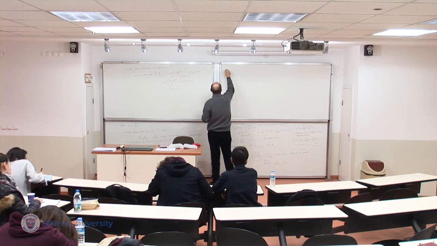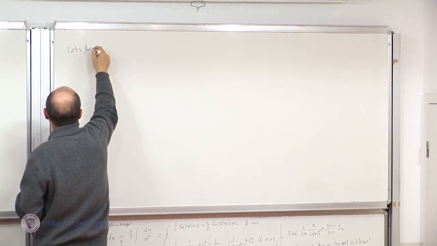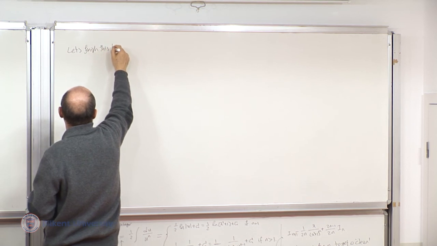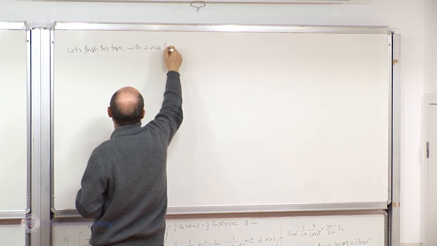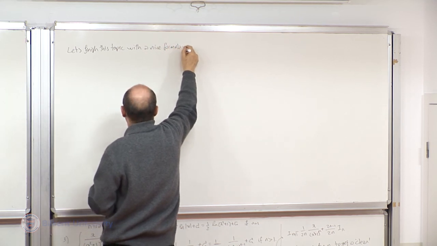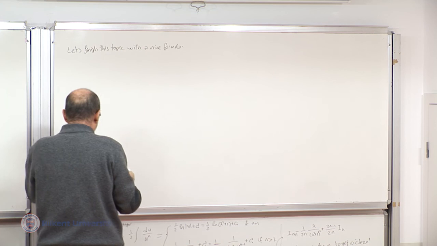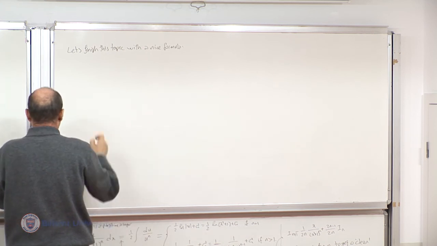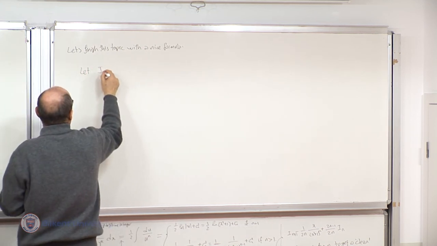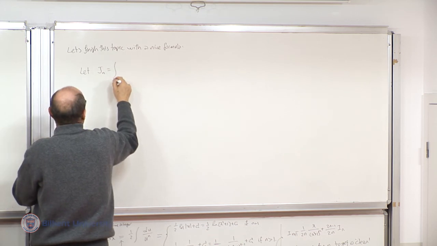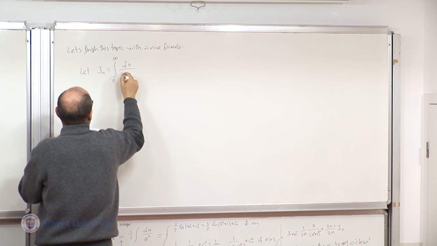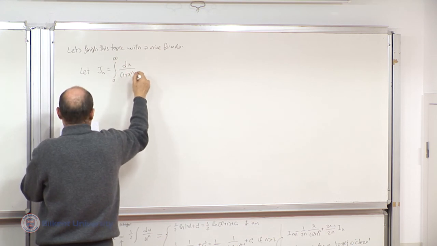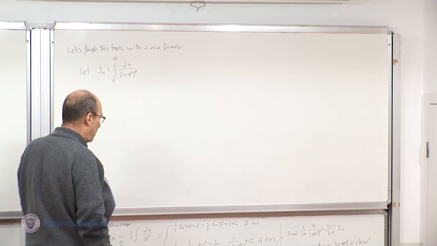Okay, nice problem. So let's finish this topic with a nice formula. Let J_n be the integral from 0 to infinity of dx over (1 plus x squared) to the n.